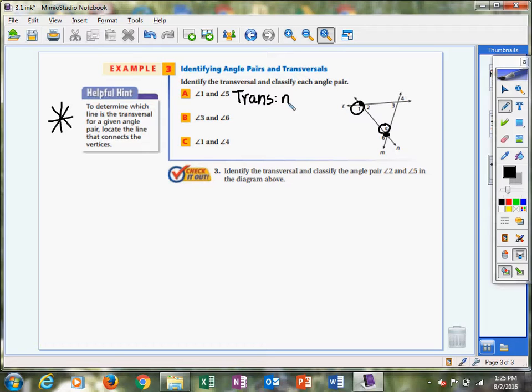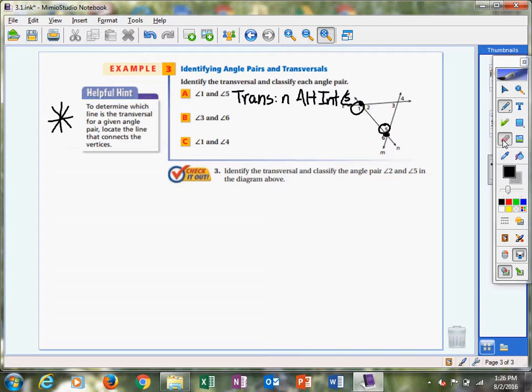and then we need to classify based on what we now know from the last example. Is it corresponding angles, alternate interior angles, alternate exterior angles, or are they same side interior? And if you said, hey, they're between the two lines, between L and M, but they're on opposite sides of the transversal, then you would say alternate interior angles. That's how you classify that.